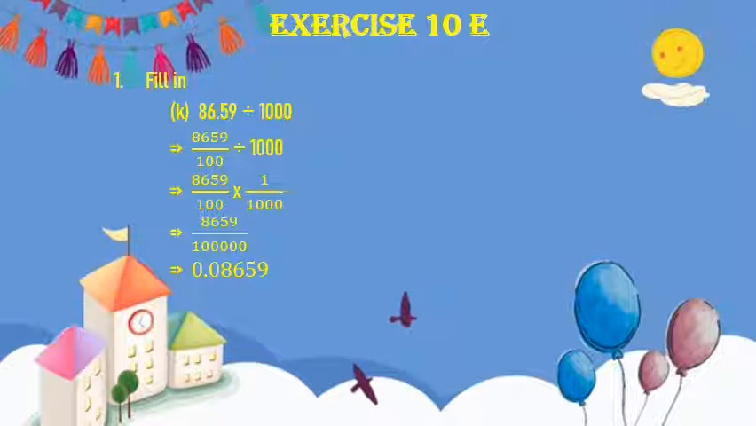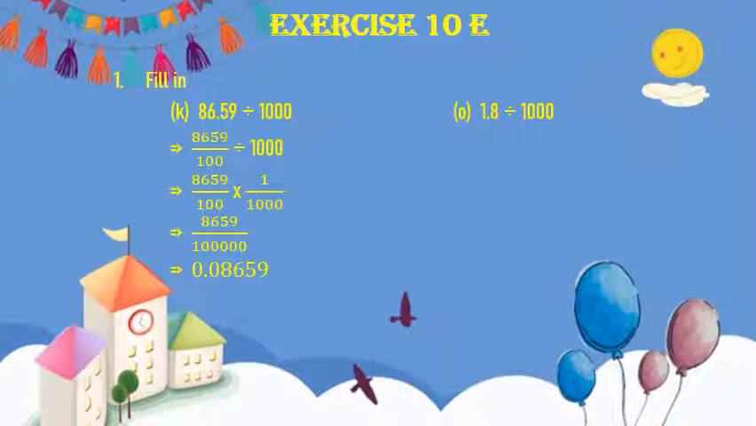0.08659. Now children, when you observe the product, you can make out that since there are 3 zeros in the divisor, that is 1000, our decimal point has to shift 3 places towards the left side. But in the integral part, we can see there are 2 digits, 8 and 6, right? So we have to add 1 zero before 8, right? And then our answer is 0.08659.